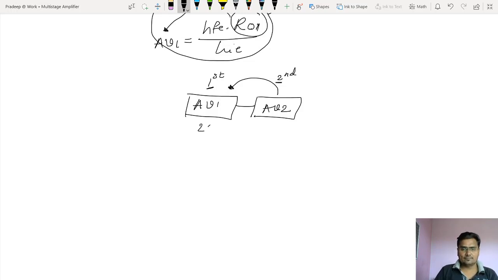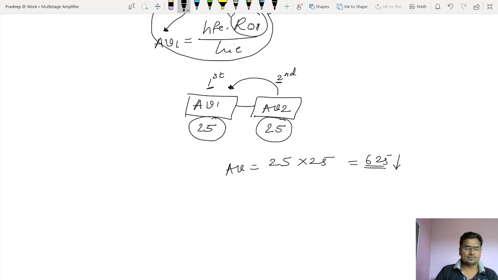Even if you design AV1 for 25 and AV2 is also designed for 25, it means proper AV you are supposed to get is 25 multiplied by 25, that is 625. But practically you will never get 625. You will get a value less than 625. Why? Because you have designed AV1 for a gain of 25, and AV2 also for a gain of 25. But practically if you check, you will find that AV2 is 25, it is okay, but AV1 is quite less than 25. That you will notice definitely.